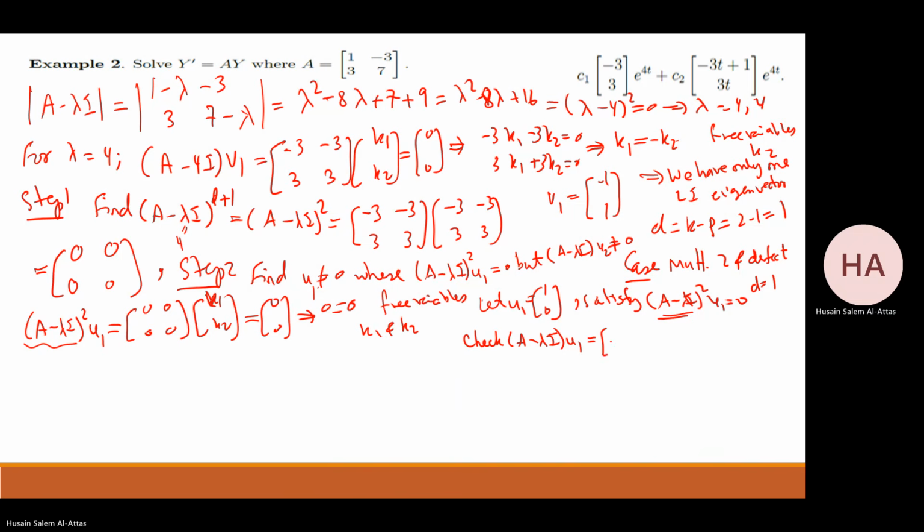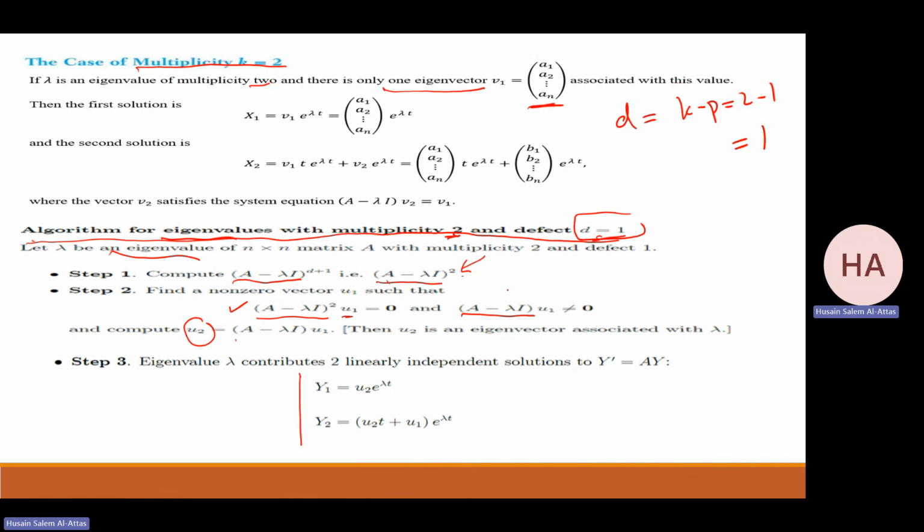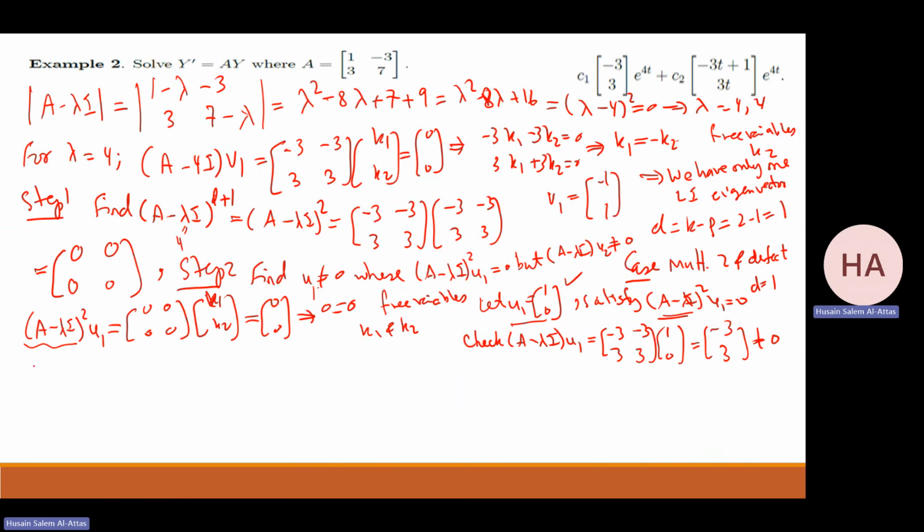That should not be equal to 0. Check it. That is minus 3, 3, 3, 3. U1 we chose to be 1, 0. Somebody will say 0, 1, it's up to you. Do it the way you like. This one gets minus 3 and 3, not equal to 0. So this U1 is okay. It satisfies these two conditions. Done. Then I will find U2.